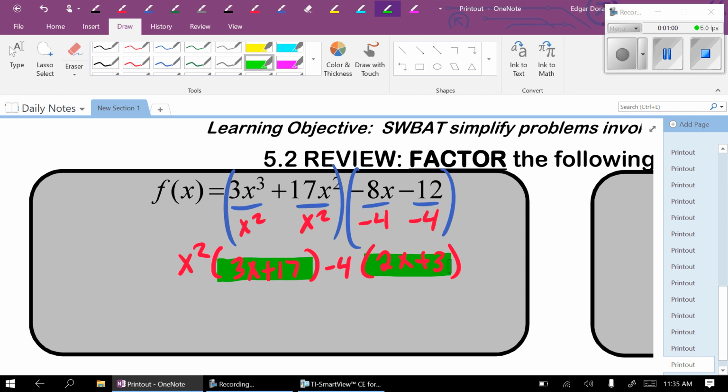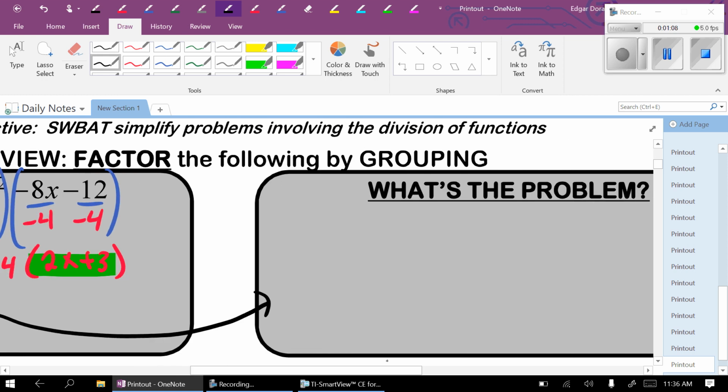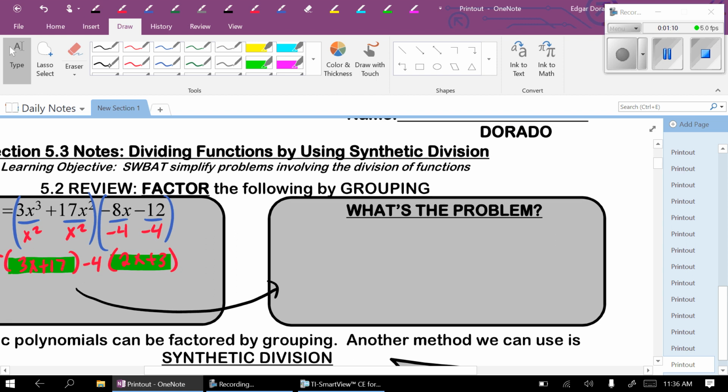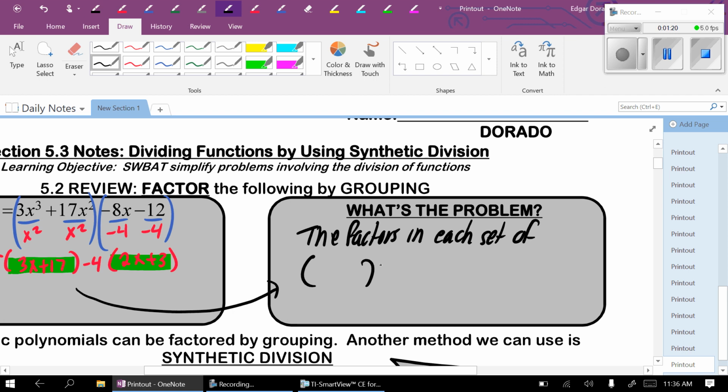So what does that tell me? That means that not all higher degree polynomials can be factored. So we're going to have to take a different approach over here off to the right. What's the problem? Well, the problem is that the factors in each set of parentheses do not match. They just don't match. That's no good. So what are we going to do?